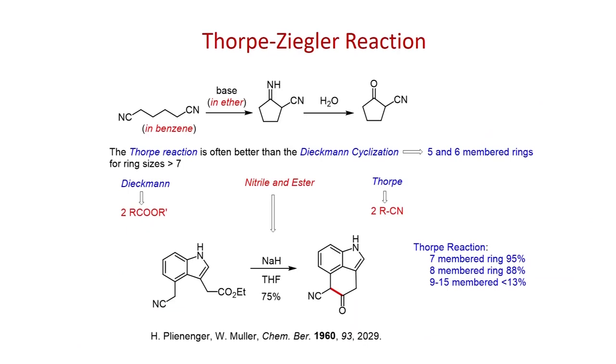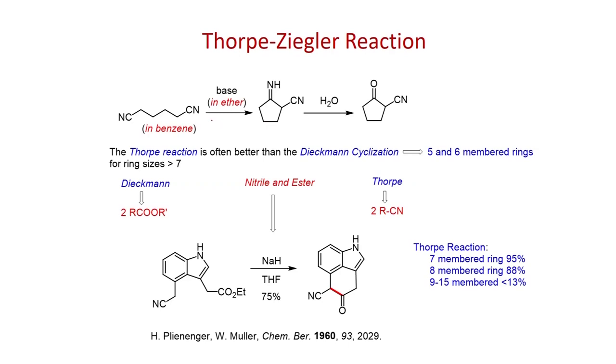Now let us look at intramolecular cyclization of this dinitrile compound. You have to carry out the reaction controlling the concentration of the reaction mixture. You have to carry out the reaction in dilute form. You have to take this dinitrile compound in benzene and add the base in ether. Otherwise, there is a possibility of intermolecular condensation. To minimize the intermolecular coupling reaction, you have to carry out this reaction in dilute form.